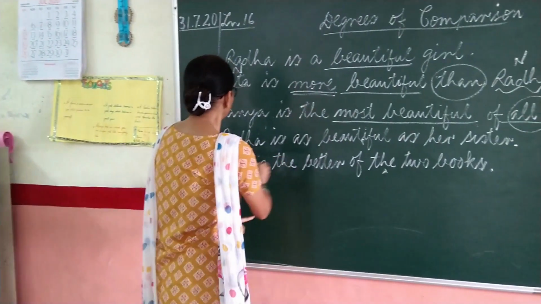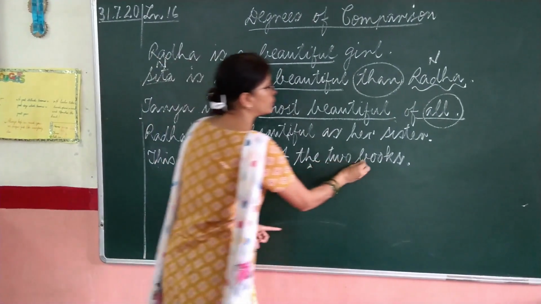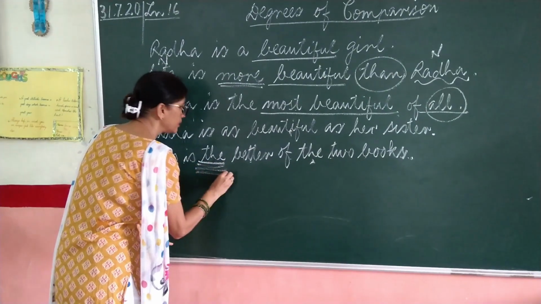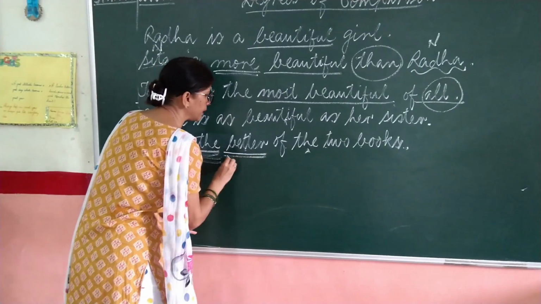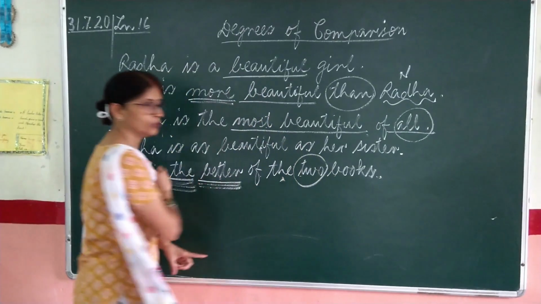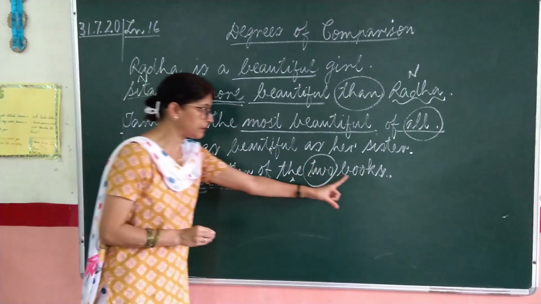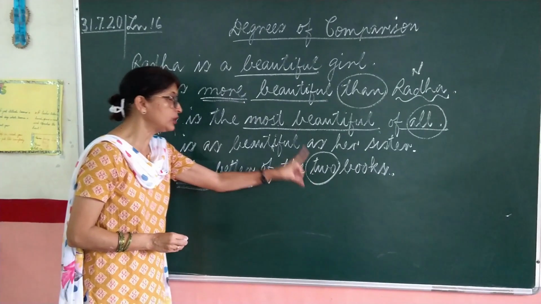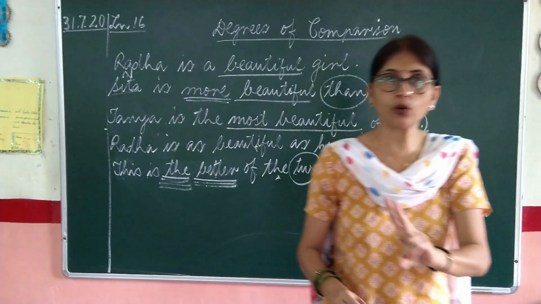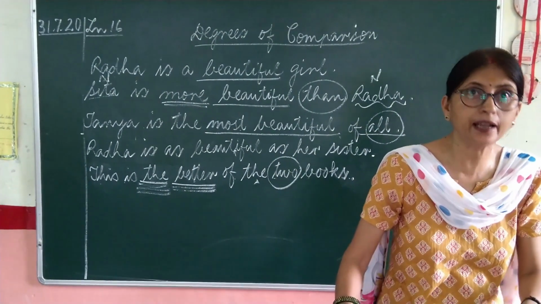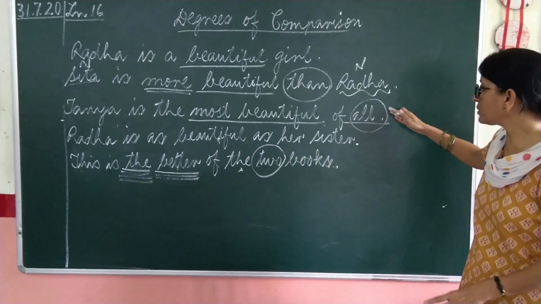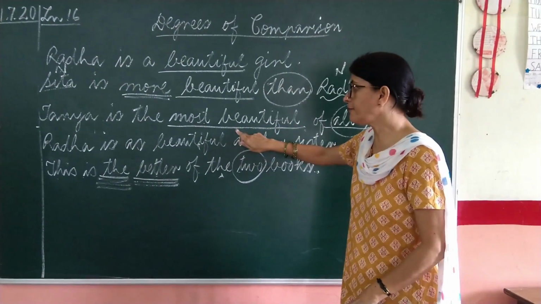Got it? So, now see, this is the better of the two books. Here also you can see "the" over here. But I have used comparative degree. Why? Because the number of books is 2. So you have to read the complete sentence and find out the comparison. If the comparison is between 2, then only you will use comparative degree. If the comparison is among 3 or more than 3, you will use superlative degree.